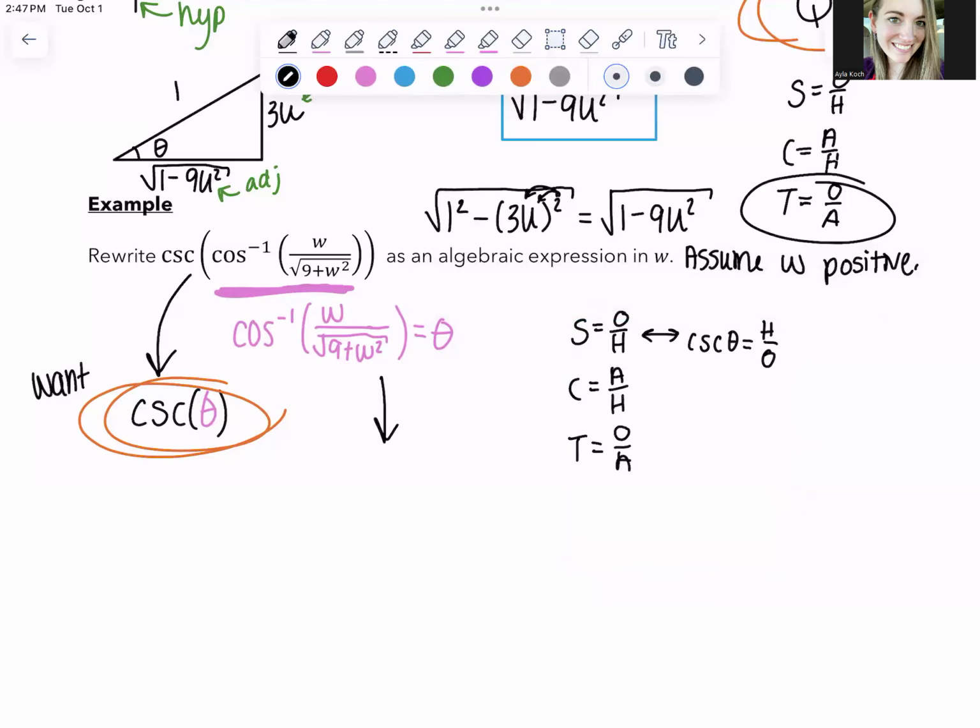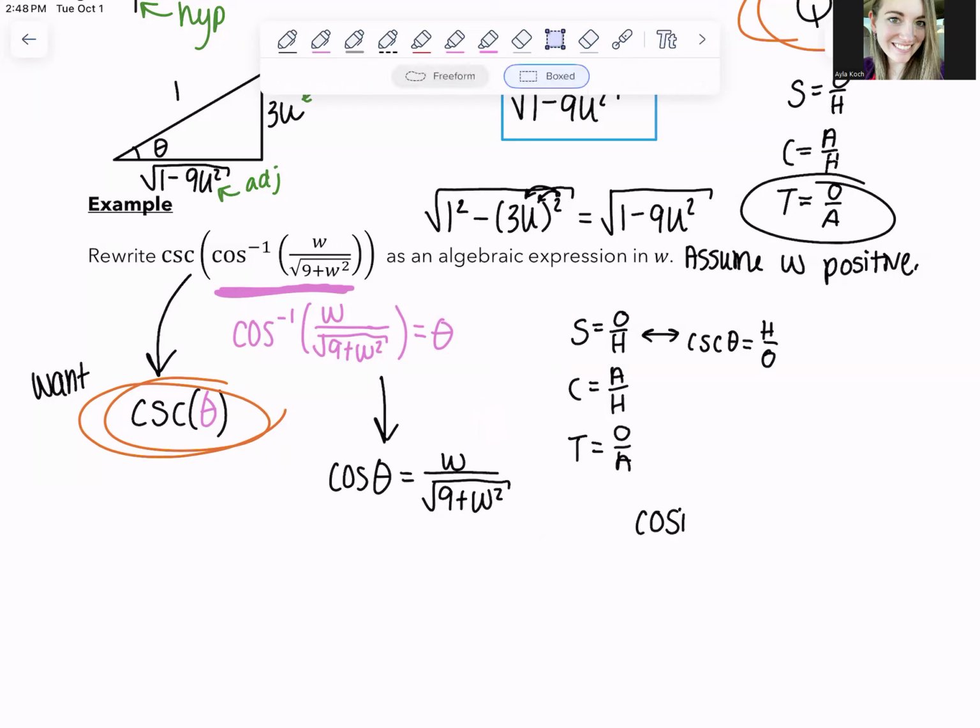The next piece of information: we rewrite the inverse trig as regular trig. Cosine of theta is equal to w over the square root of 9 plus w squared. Because w is positive, if we look at this fraction here, the numerator will be positive, and square roots can only spit out positive numbers, so the denominator will be positive. So you have a positive over a positive, and that means that cosine is positive. And that's because w is positive.